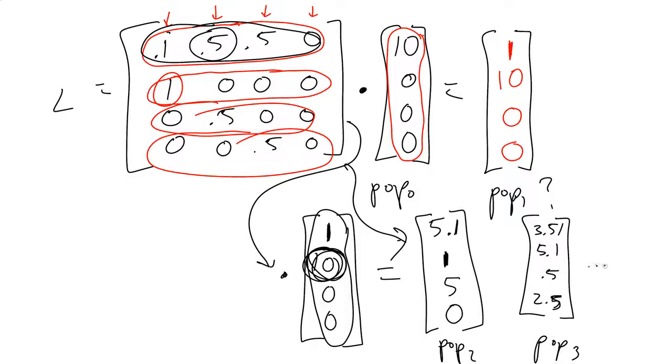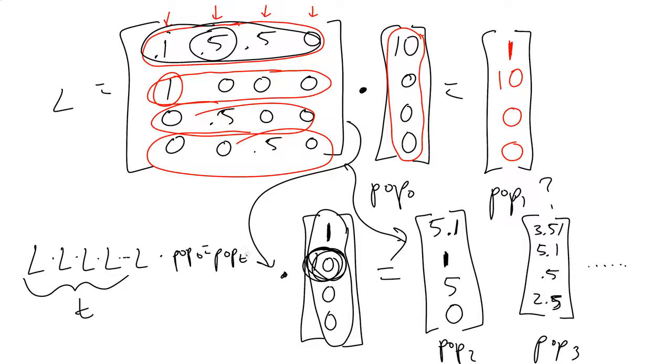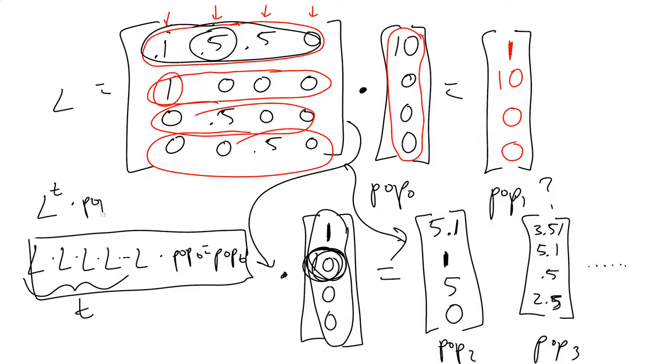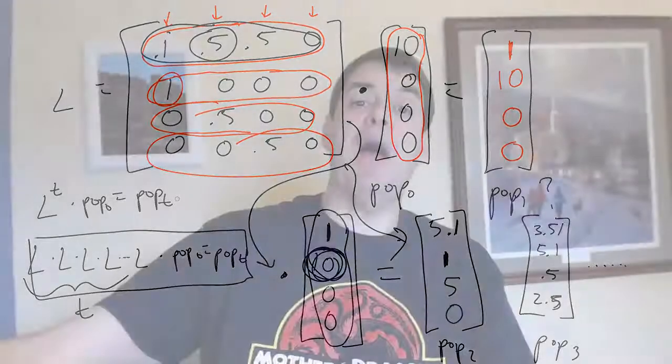And that continues and continues and continues. And in general, if I multiply L by itself t times, and then multiply by my initial population vector, that is going to give me the population at time t. Okay? So L to the t, multiplying L by itself t times my initial population, gives me the population at time t. And that is a powerful thing.